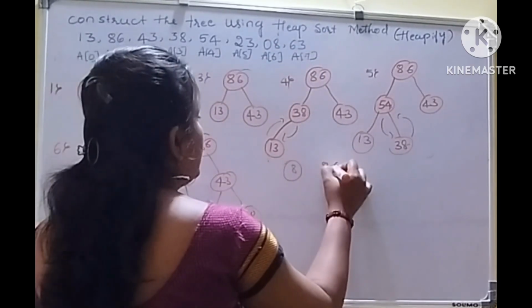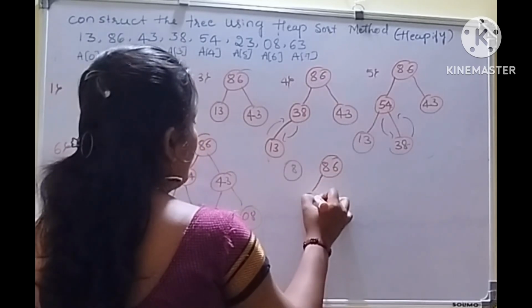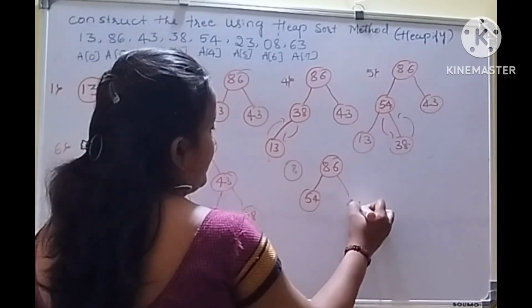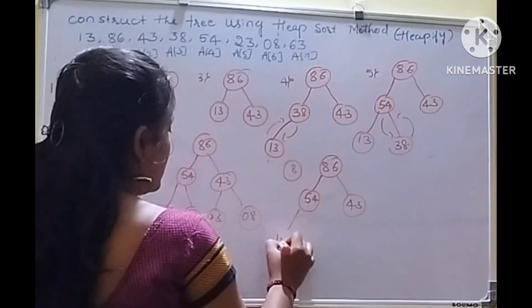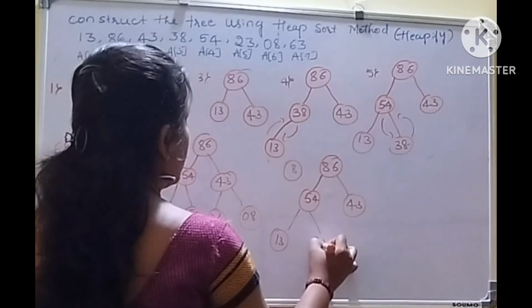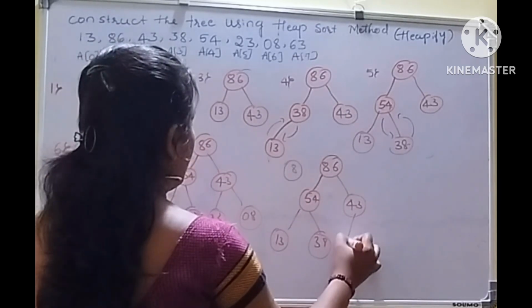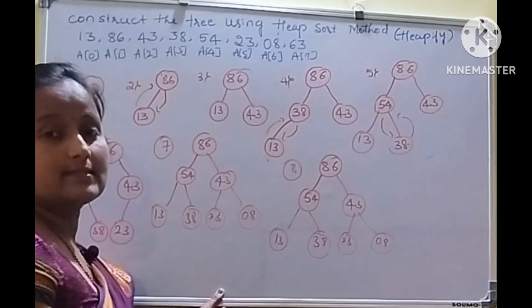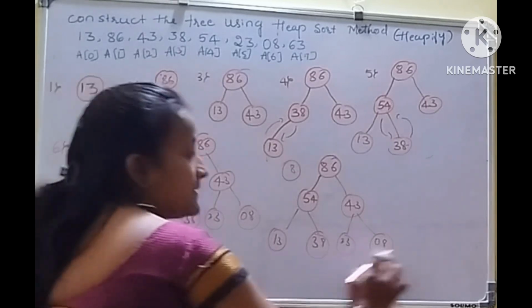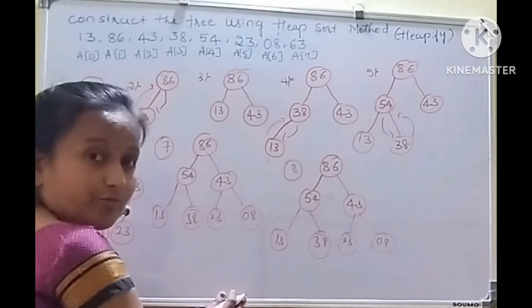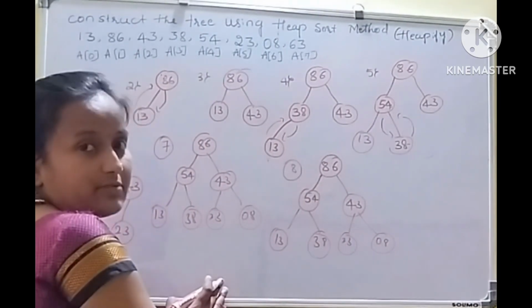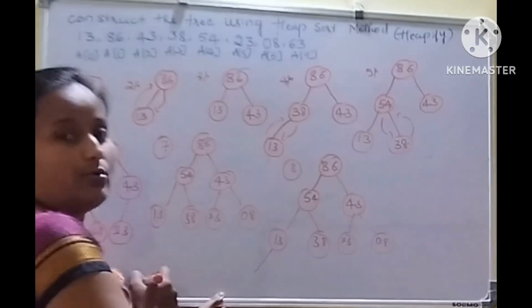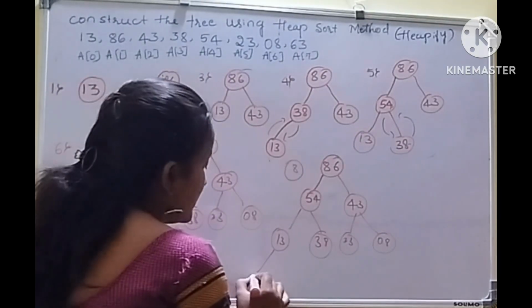86, 54, 43, next is 13, 38, 23, 08. Where do we have to insert that 63 now? After this level is completed, again we have to go to the next level. We have to draw the left subtree itself. We have to go with it here. What is the value? 63.